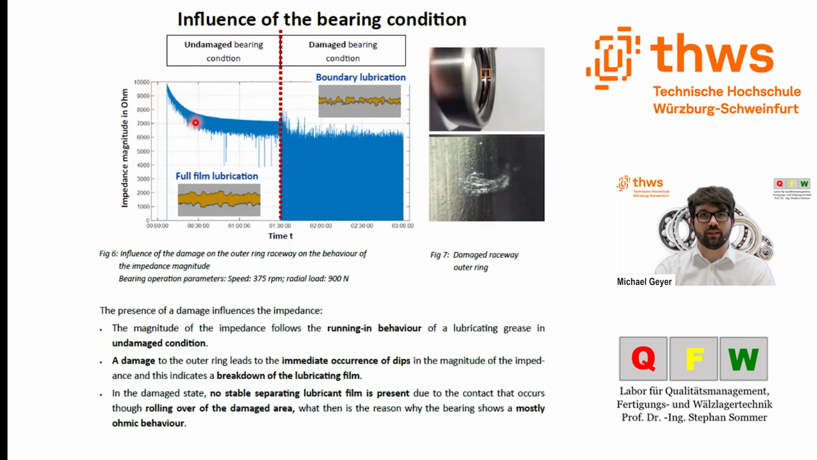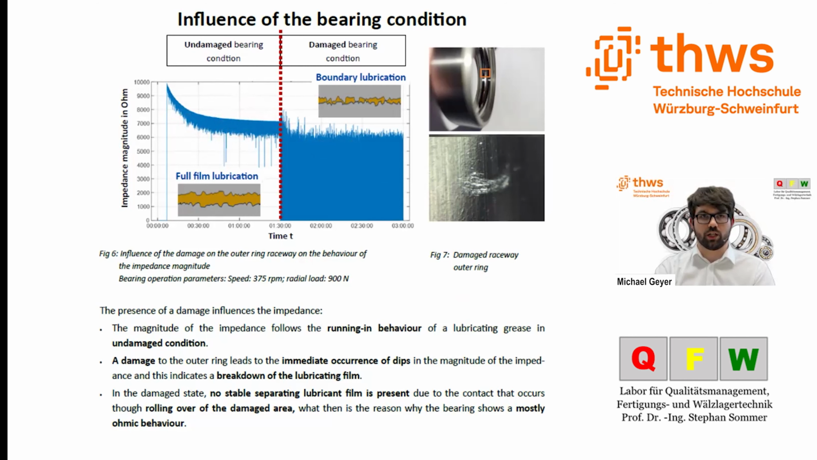Furthermore, it can also be seen that the temperature and therefore the viscosity influences the impedance. The increase of the temperature over time leads to the decrease of the viscosity and the film thickness, which results in the shrinking of the impedance. Near the end of the undamaged state, a stable value band was reached without dips into low ohm values, which signals a stable separating lubricating film.